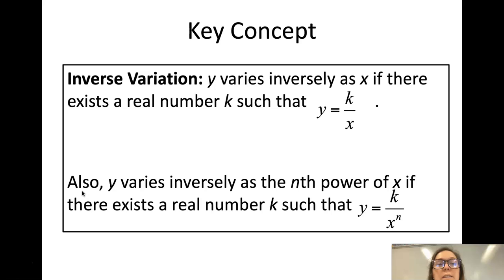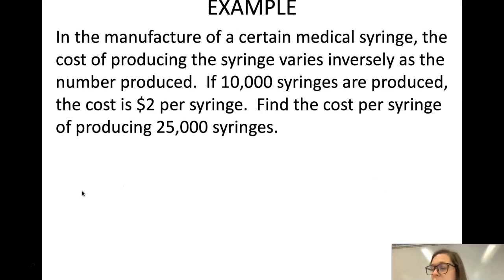All right, now we're going to get into inverse variation. Inverse variation is when y varies inversely as x if there exists a real number k such that y is equal to k over x. Notice with direct variation, it's k times x. With inverse variation, it's k over x. Also, we can have y vary inversely with the nth power of x too, so that could happen too.